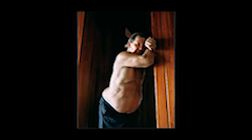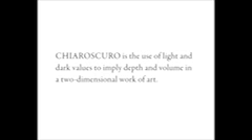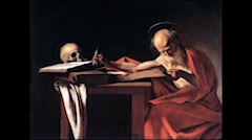Value is the artistic term for light and dark, achieved by various forms of shading. Chiaroscuro is the use of light and dark values to imply depth and volume in a two-dimensional work of art. So it's just a really, really intense, high contrast use of value.